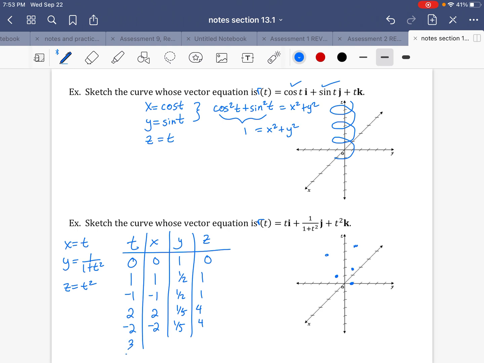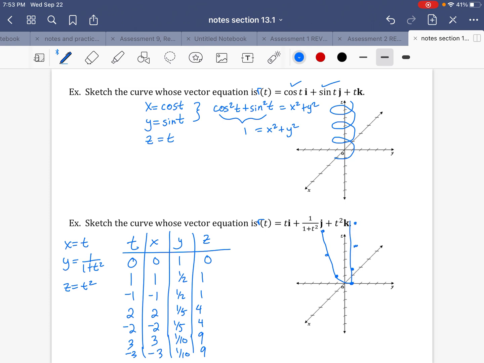All right, let's do like 3 and negative 3. So plug in a 3, I get a 3. Plug in a 3, I get 1/1 plus 9, so 1/10. And then I get 9. I get negative 3, 1/10, and 9. So those points would be like in here, but even closer to the ZX plane. All right, so it kind of goes like this and comes out and goes back over there.